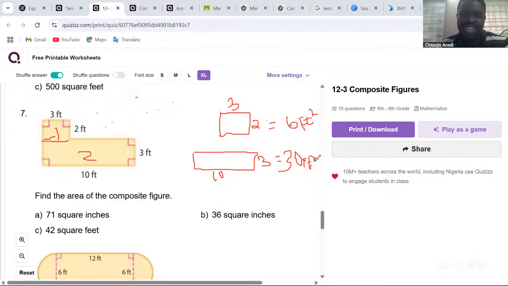So once we add 30 plus 6, that will give us what? 36. And this is your answer. Okay?